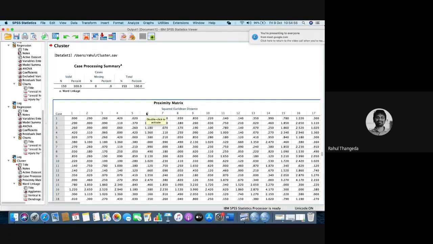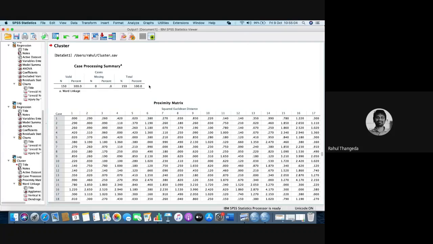So this is how your output should come. Since I clicked on proximity matrix, the proximity matrix has also come. If you have not clicked, it will not come. You all know the simple points on how you look at the SPSS chart, right? You get all the headings here, so I'm not talking too much about it. Let's directly get into the interpretation, which is the most important point.